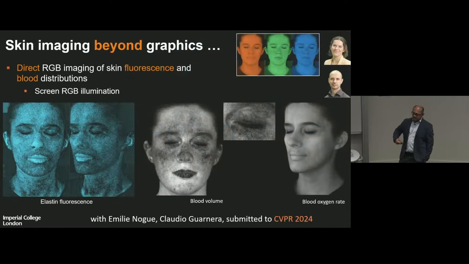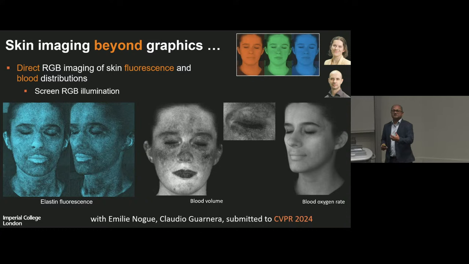And in even more recent work, just recently submitted to CVPR, we are exploiting, again, RGB illumination, but this time trying to reason about other biophysical characteristics under skin, particularly elastin inside the skin or blood distributions in the veins and arteries underneath the skin. This is, again, a project led by PhD student Emily Nogue.